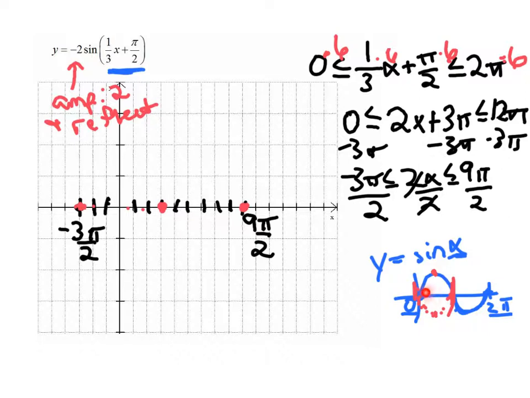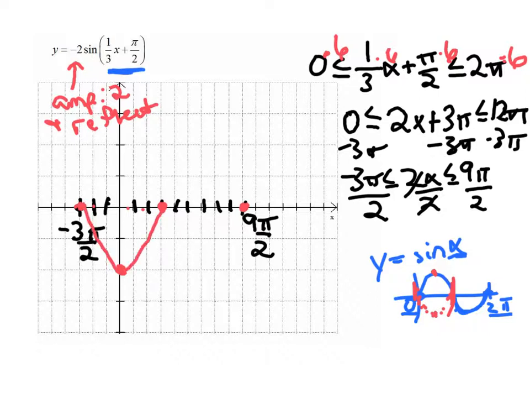So if I take this first half of the graph and divide it exactly in half, that's 1, 2, 3, 4, 5, 6 spaces. If I go over 3 spaces, 1, 2, 3, I'm at 0. I need to go down to negative 2. So there's another key point on the graph. I'm going to negative 2 because the amplitude is 2, and I'm going down instead of up because the negative out front is going to flip this thing.